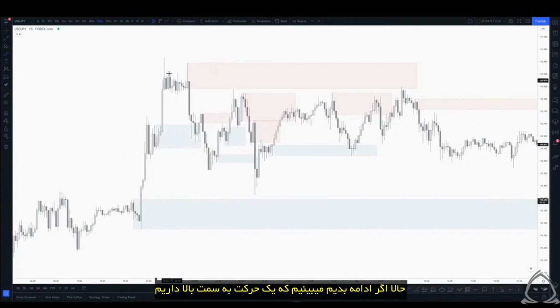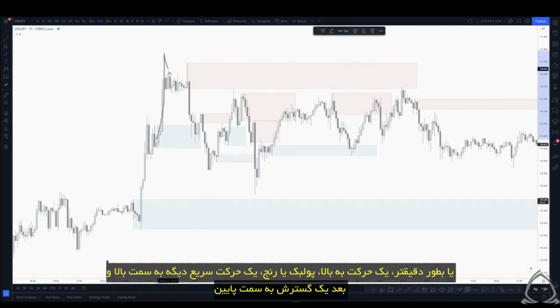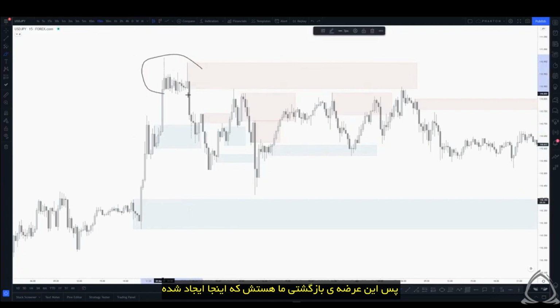Now, what we can see is as we continue, we have a move to the upside, we have a sideways correction or a range, and then an expansion to the downside. Or more specifically, we have a move to the upside, pull back down, another sharp move to the upside, and then an expansion to the downside. So this would be our reversal supply zone that is coming into play right here.